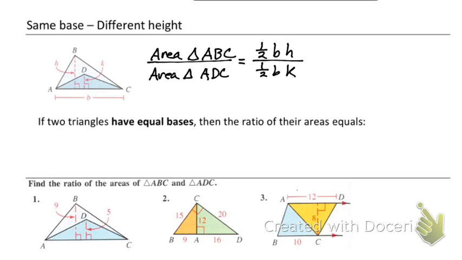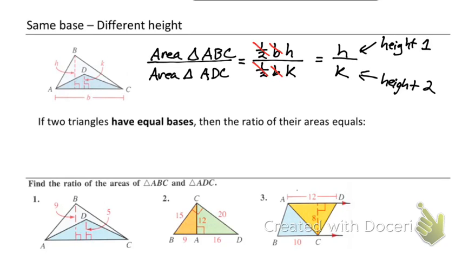Once again, that 1/2 cancels out with the 1/2. The B cancels out with the B because they just turn to 1. And we're just left with H over K. In other words, height 1 over height 2.